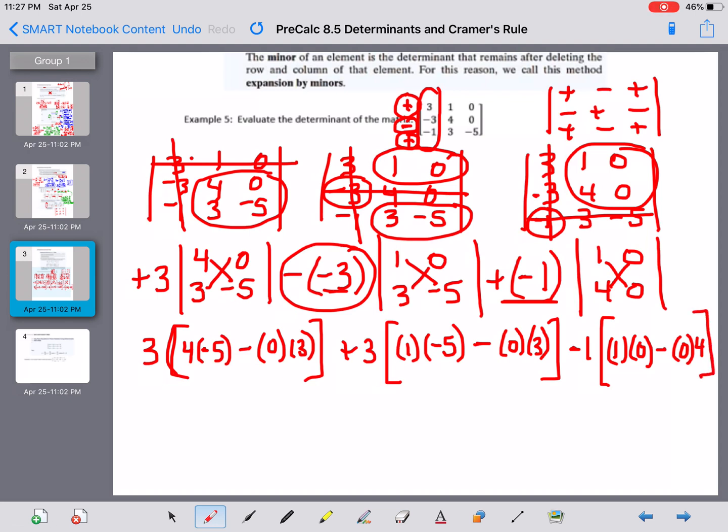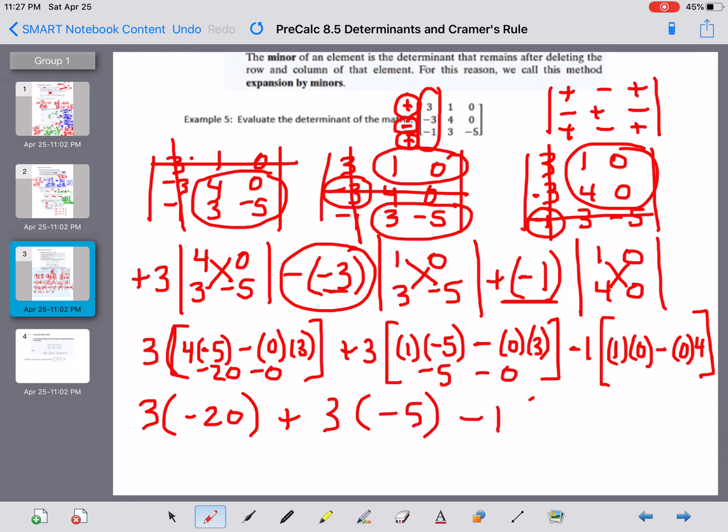Let's keep going on numbers. This 3 is a coefficient. I have negative 20 minus 0. That equals negative 20. I have negative 5 minus 0. That's negative 5. I have 0 minus 0. That's 0. I get negative 60 minus 15 minus 0. So I get an answer of negative 75. That is the determinant of this matrix.